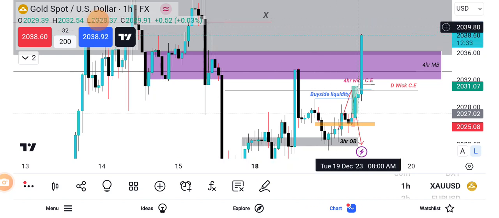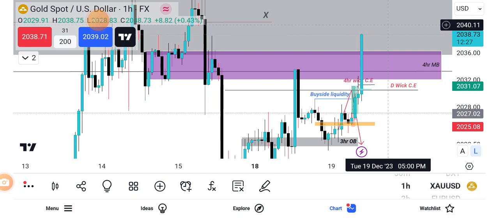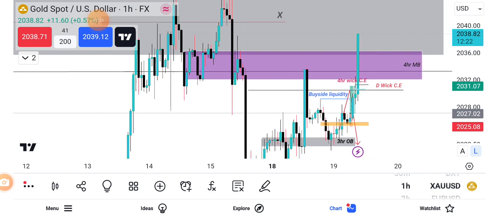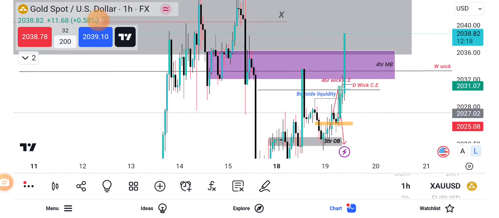So this high has been taken out, but I want to see a retracement higher, then see if the market will present us sell models going lower.